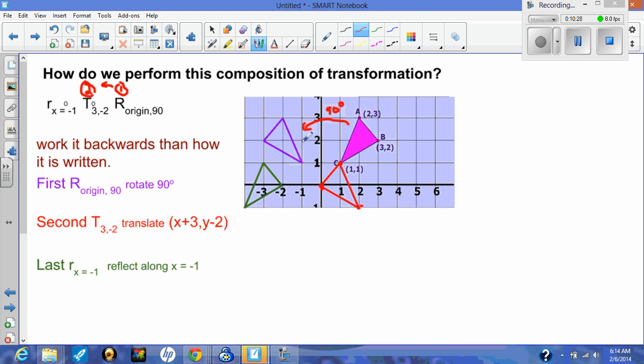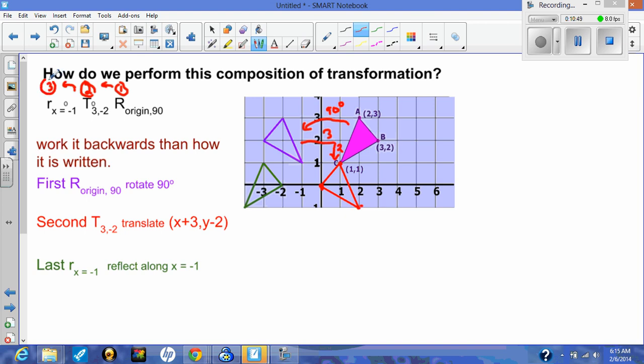Okay, so we went like this now, 3, 2. It's getting a little busy in here. So we went 90, then we translated 3 to the right, 2 down. And lastly, we're going to do our reflection.